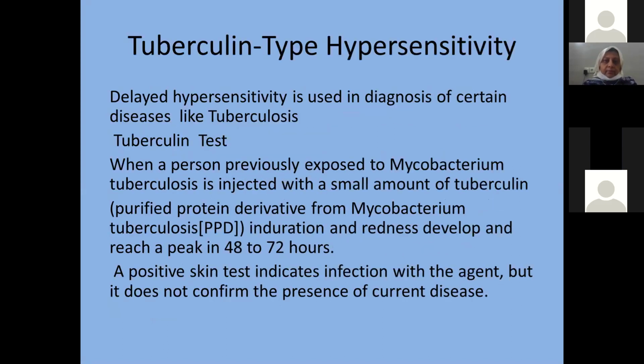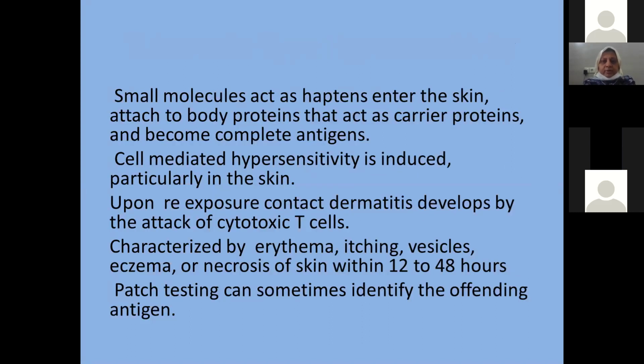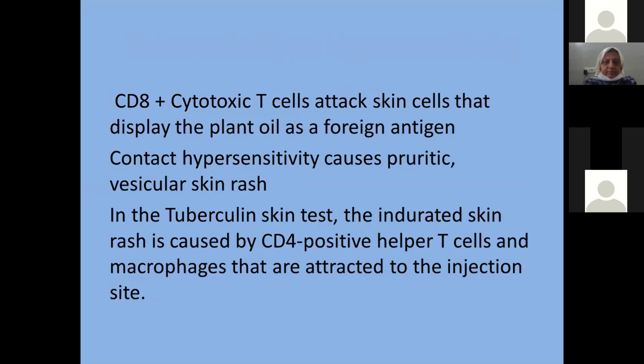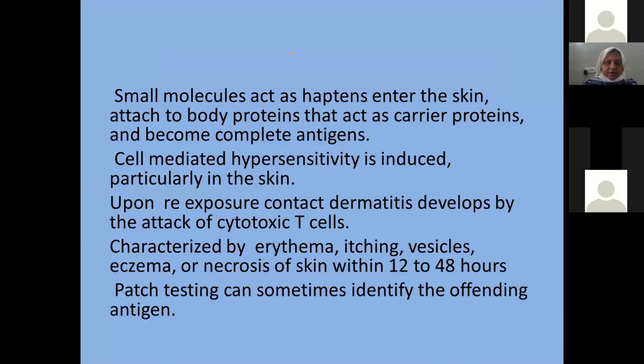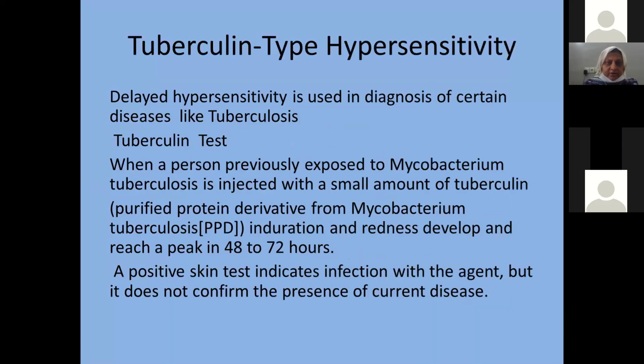So the other type is the tuberculin type. In the tuberculin type, CD4 positive helper T cells act. So please remember the difference: in contact dermatitis or contact hypersensitivity type 4, CD8 plus cytotoxic cells act on the skin cells, while in the other type, which is the tuberculin type, CD4 cells come into action.